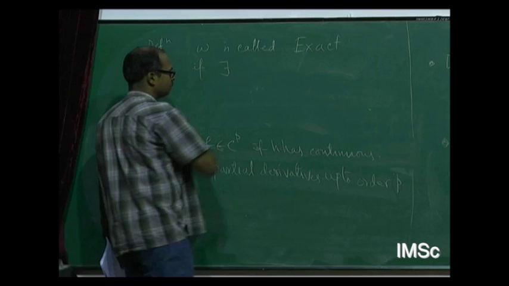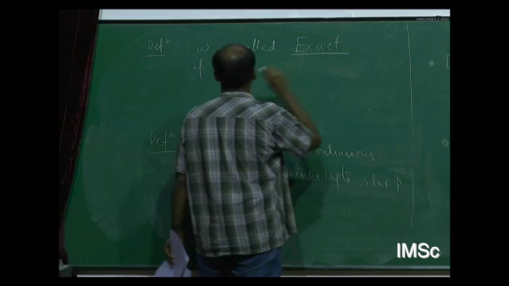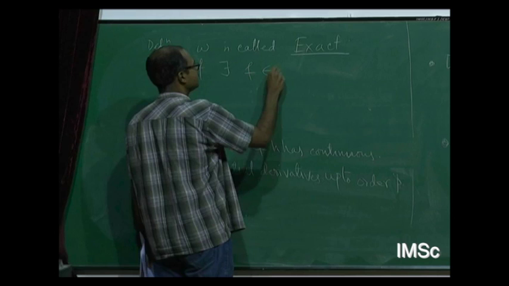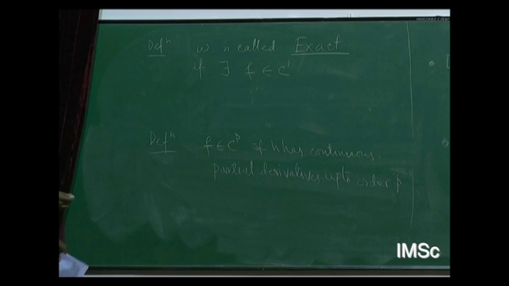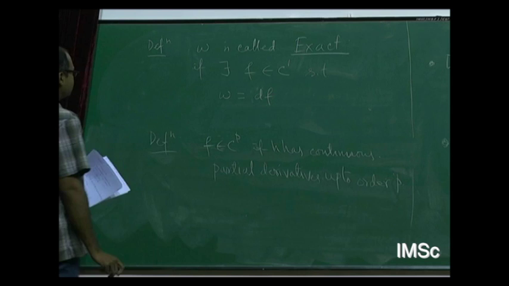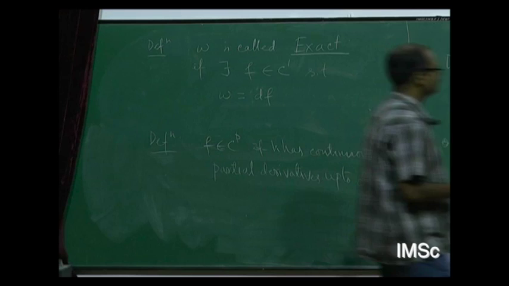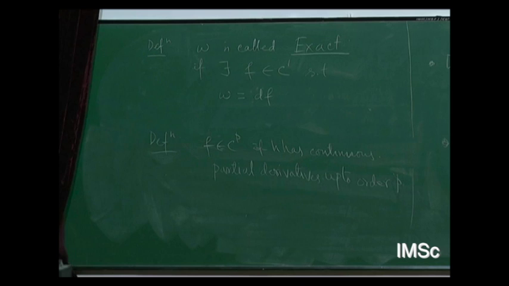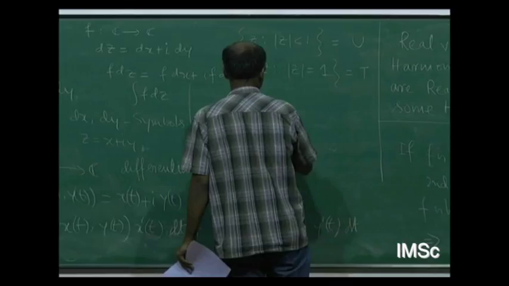So now I just come to this. A differential form is called exact if there exists a function which is C^1, so it has first partial derivatives and the derivatives are continuous, such that this omega is equal to df. Okay, so df is also not defined, so df has to be defined. So df is another special form. df is defined to be ∂f/∂x dx plus ∂f/∂y dy. So that's another special form.